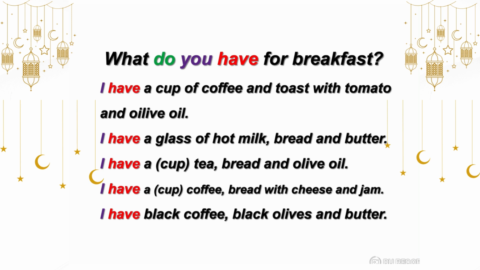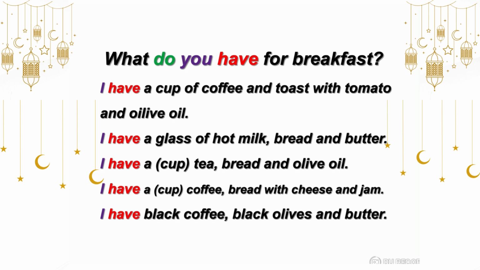So there is no I, so it's a printing mistake, and olive oil. The second example, I have a glass of hot milk, bread and butter. The next example, I have a tea, which means a cup of tea. I have a tea or a cup of tea, bread and olive oil. So it's written correct now.